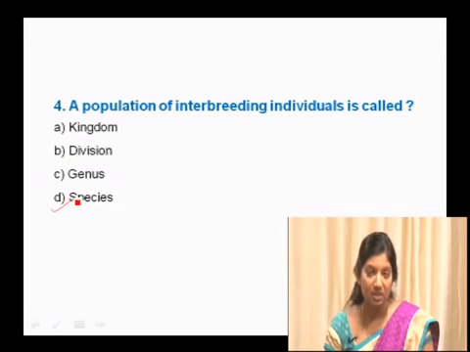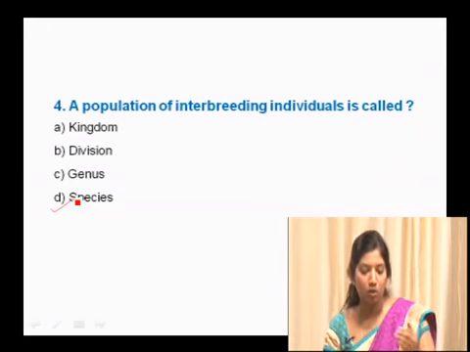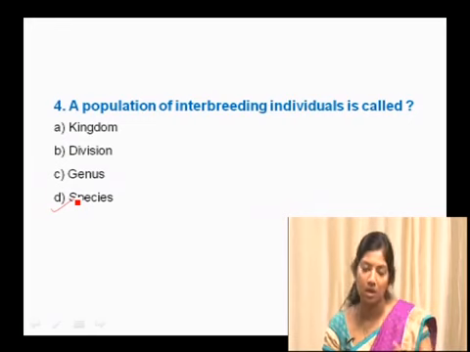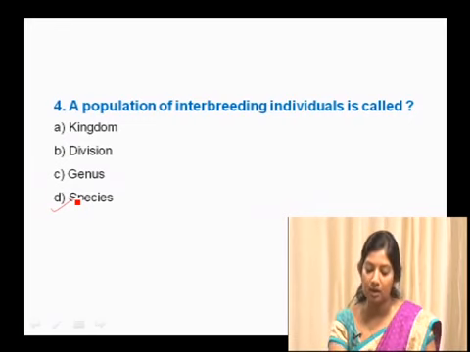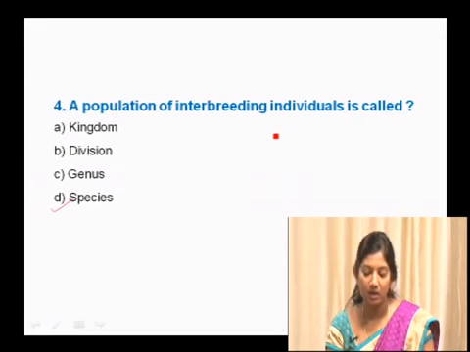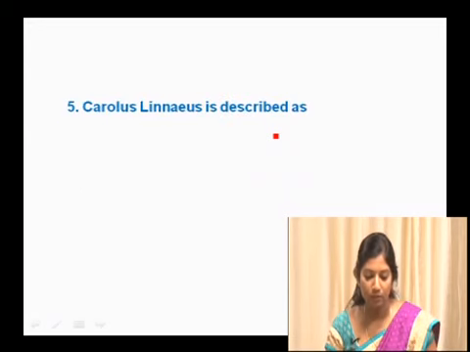Genus is nothing but a rank which has similar types of species. Division is again a rank. Kingdom is also a rank. So here interbreeding individuals which can produce fertile offsprings is nothing but species. Let's see the next question.